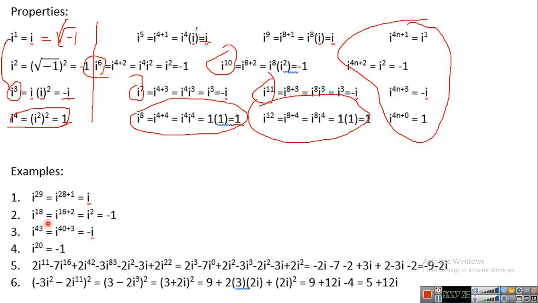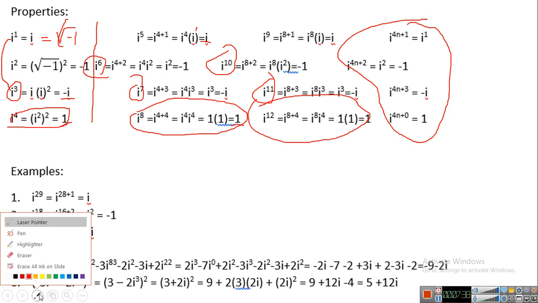So let us take examples. i to the 29: 28 is a multiple of 4, 4 times 7 is 28, so the remainder is 1, so it's i to the 1. i to the 18 is a multiple of 4 plus 2, so the remainder is 2, so it's i squared, which is minus 1. i to the 43 is a multiple of 4 plus 3, so i cubed is minus i. i to the 20 is a multiple of 4, so the answer is 1.